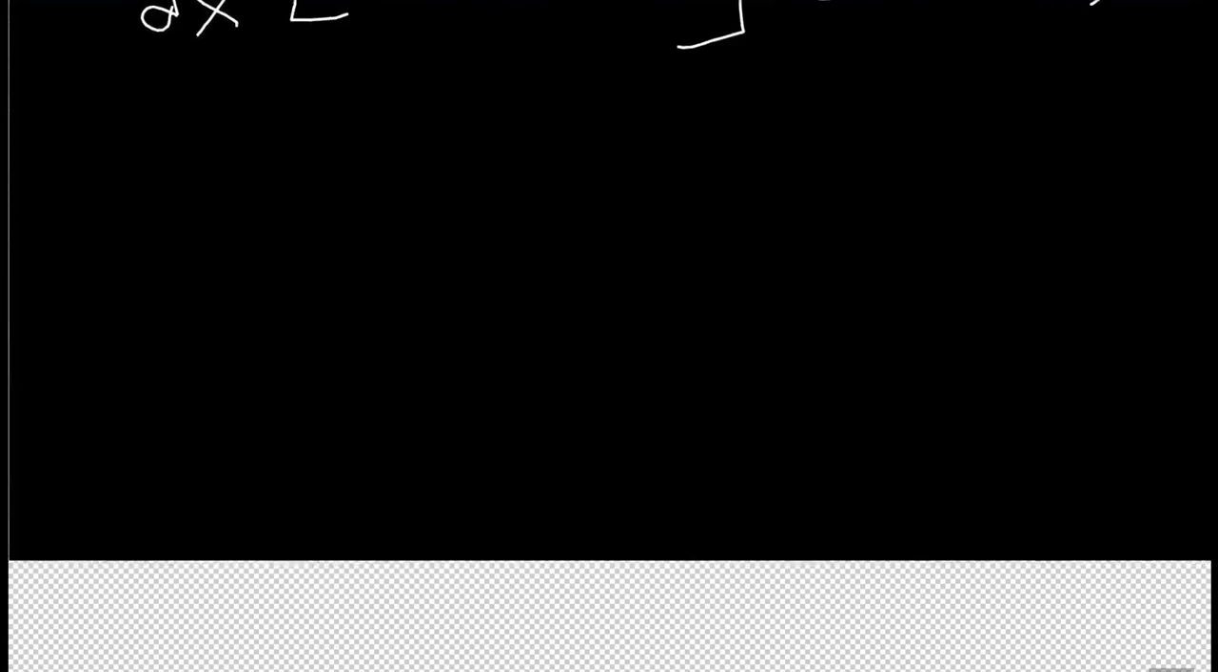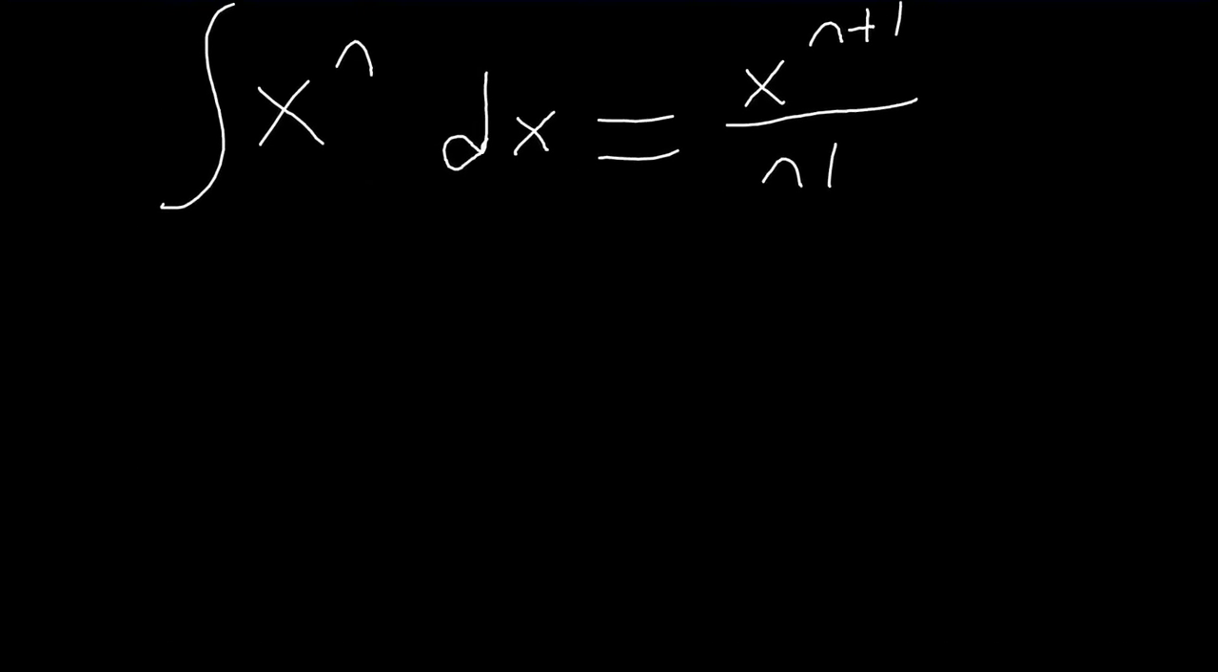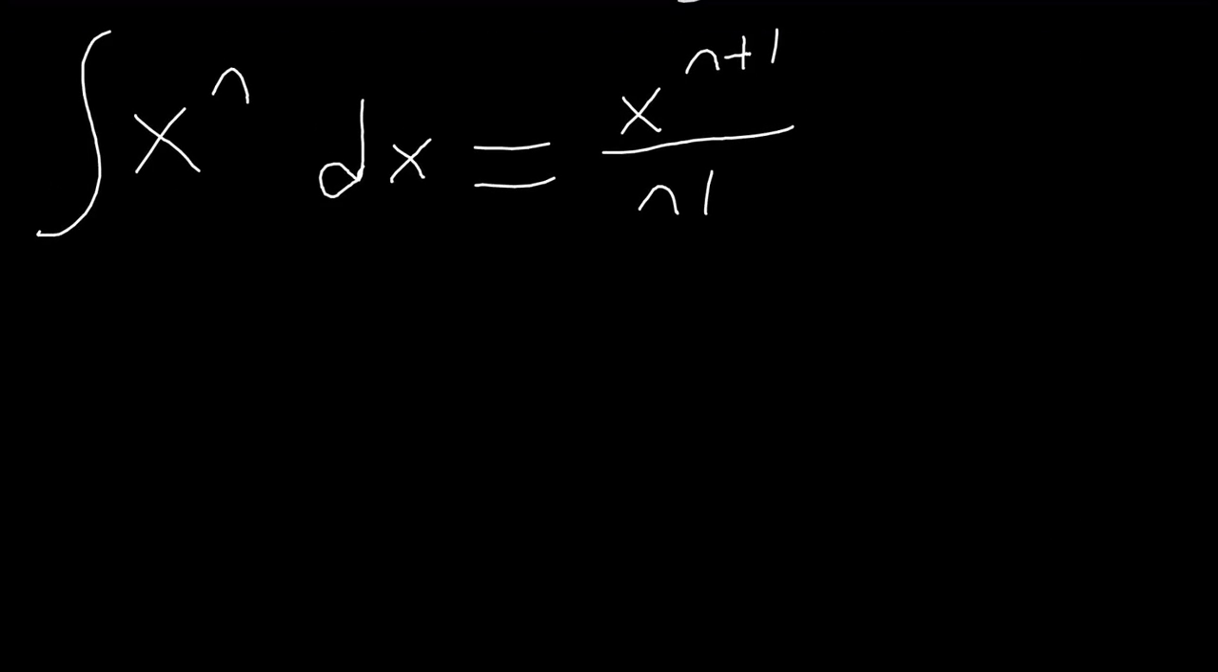Another formula you should know is called the power rule for integrals, which lets you take the antiderivative of a function of the form x to the power of n. This is just equal to x to the n plus 1 over n plus 1, plus c.